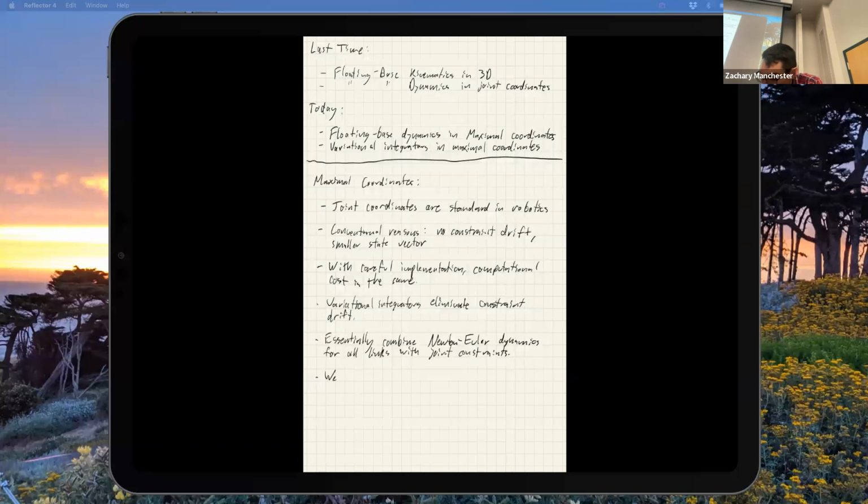Cool. And then we're going to focus on the variational integrator story, because really that's the only context in which this maximal coordinate stuff is worth doing.